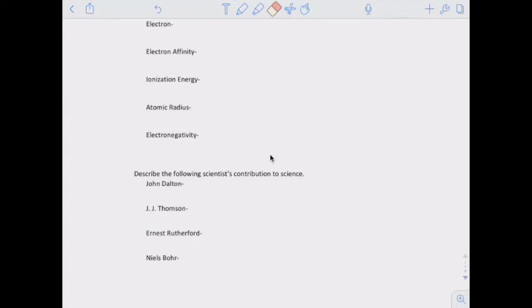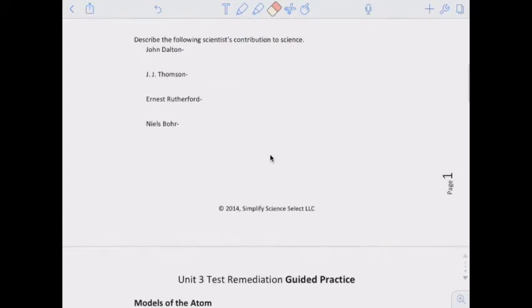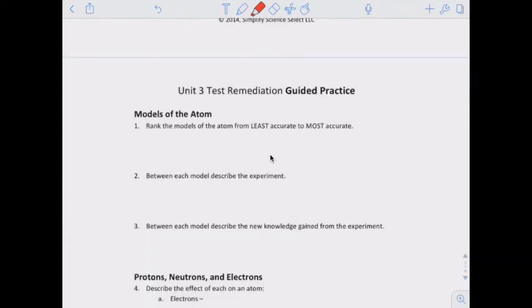So jumping into some questions, the first one is talking about the model of the atom. It says rank the models of the atom from least accurate to most accurate. And so what we would do is just list them in scientific order, starting with our scientists. John Dalton's would be the least accurate.